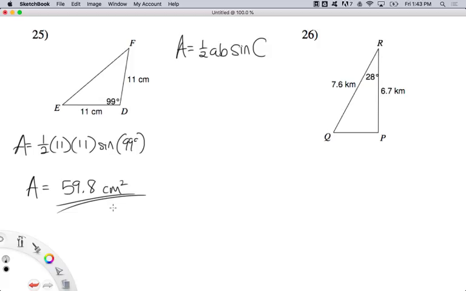Doesn't matter which one's bigger. You can do the sides in any order. It's just as long as C is there. C is always to be there.